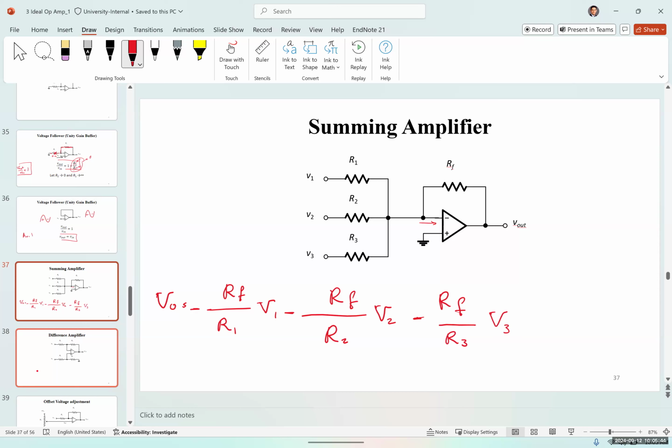So as you can see, it's a combination of 3 inverting amplifiers, and you just add each input together, and you have a summing amplifier. So it's a summation of 3 inverting amplifiers.